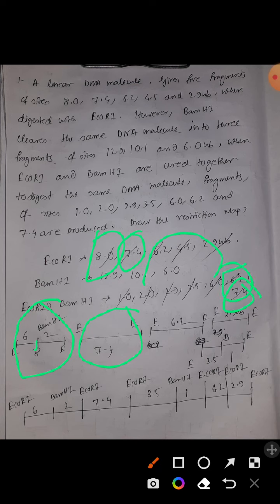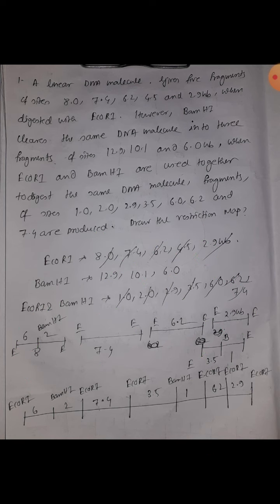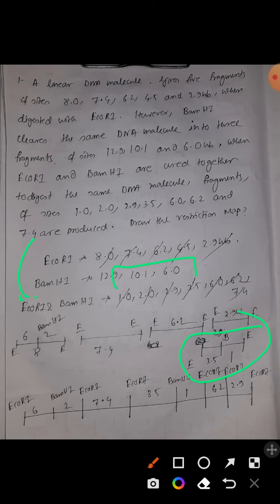Okay, and there is again a 6.2, and here is also 6.2. That means there is also no recognition site for BamH1. And there is again a 2.9, and here is again a 2.9. So there is also no BamH1 site here. But in case of 4.5, you cannot find any 4.5 in the EcoR1 BamH1 double digestion, but you can find 3.5 and 1. So we can conclude in the 4.5 fragment there is a restriction site for BamH1. So we have successfully isolated all the restriction sites.